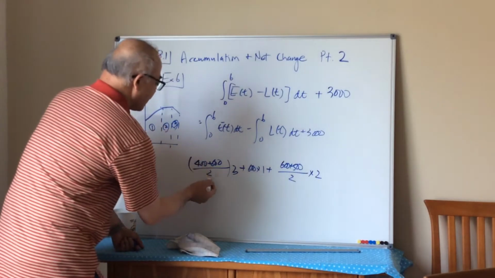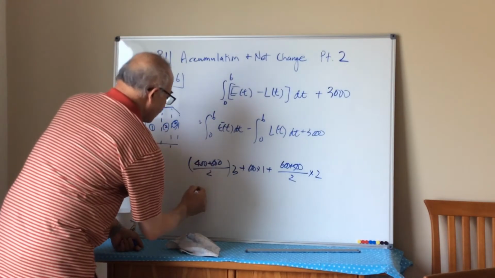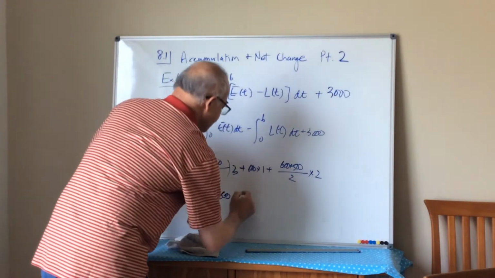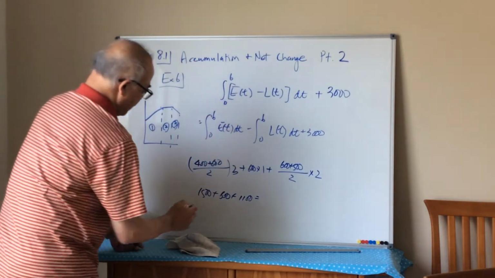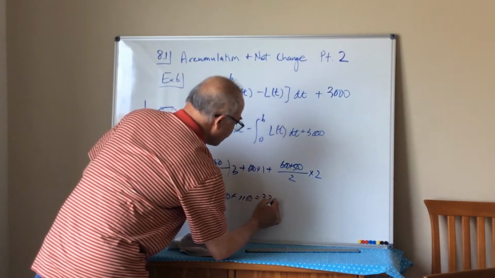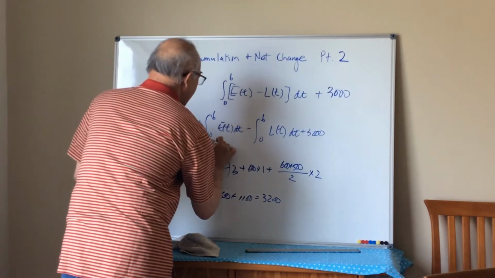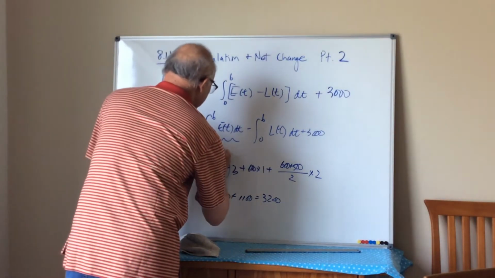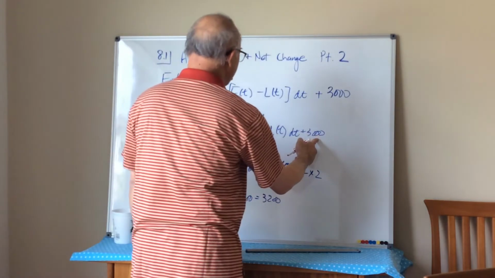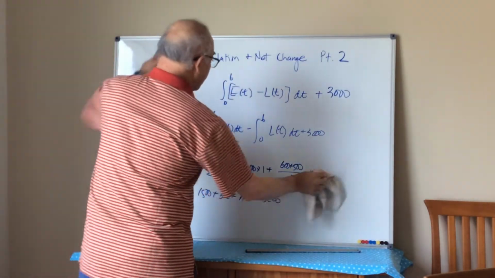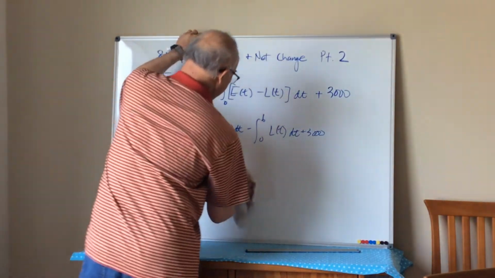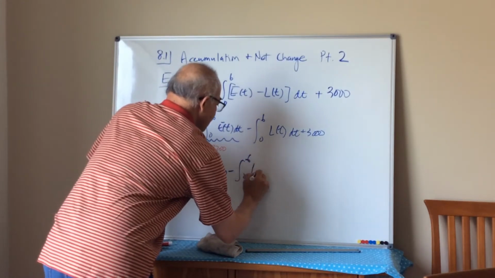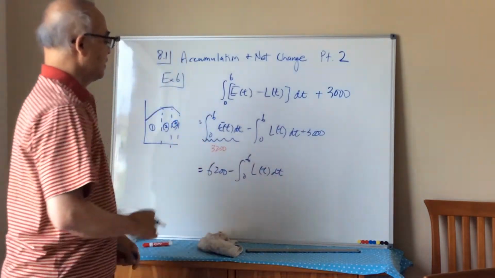Okay, so what do we get here? We get 1,500, this is 600, and this is 1,100. We add them together and we get 3,200. So we find this guy to be 3,200, and we add that to the 3,000. We get 6,200. So all we have to do is 6,200 minus the integral from 0 to 6 of L of t dt. Let's go ahead and figure this guy out.